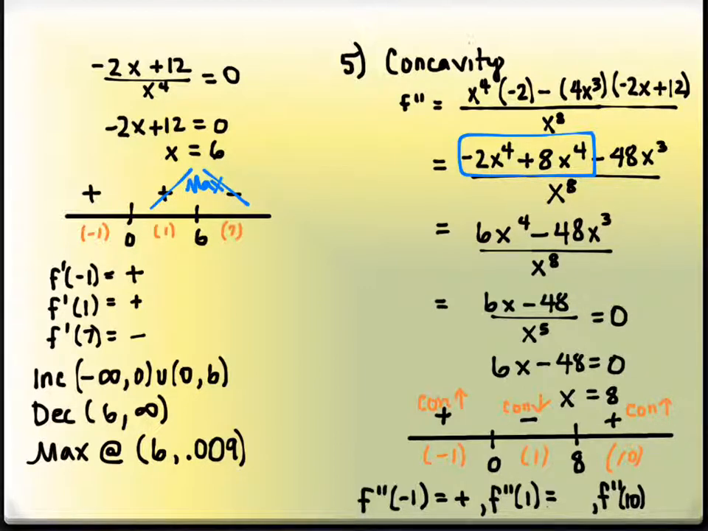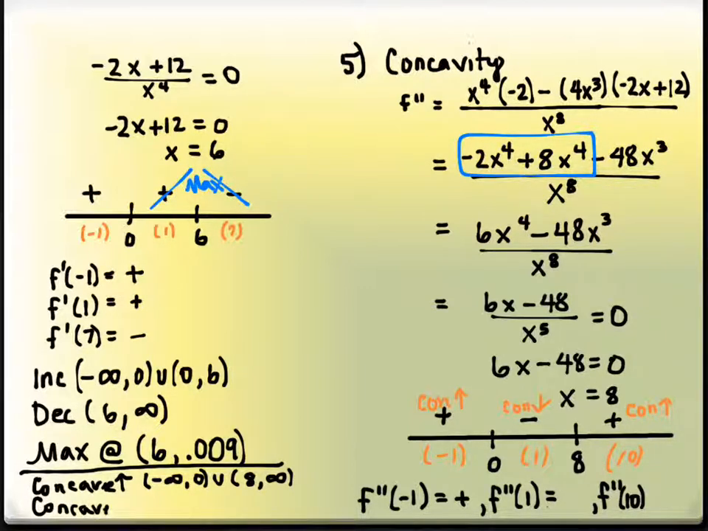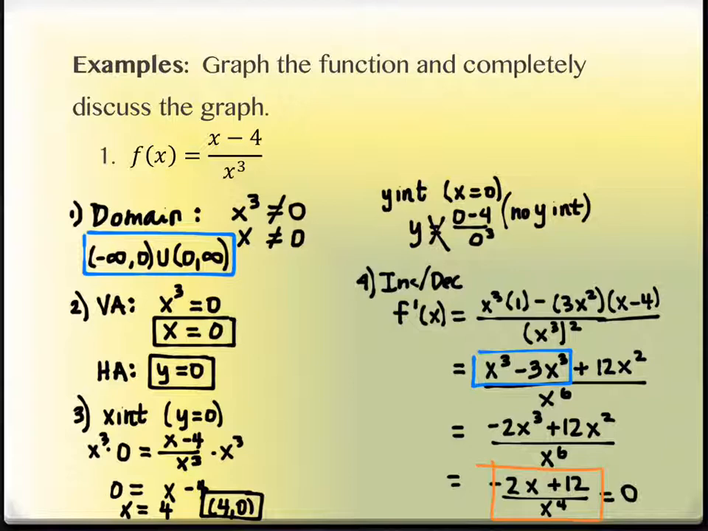So I'm going to write my intervals much like I did on the last problem, except that I'm out of space. Let me actually write them over here. I actually know that the graph is concave up. Where? -infinity to 0, and then also again from 8 to infinity, right? And then it's concave down, where? 0 to 8. So what we've done so far is basically the second half of the direction. We have completely discussed the graph.